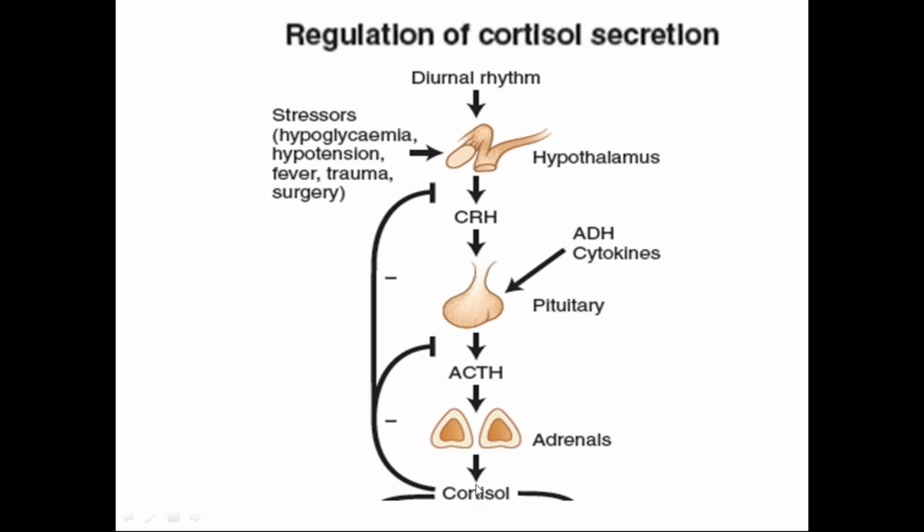What happens if you give exogenous steroids for a prolonged duration? The endogenous production of cortisol will be reduced, because the amount of cortisol given is sufficient to inhibit ACTH and CRH. Whenever there is hypoglycemia, hypotension, fever, or trauma, the cortisol should be in excess to maintain our basal metabolic rate and also all our biochemical activities. I will come to this topic again.